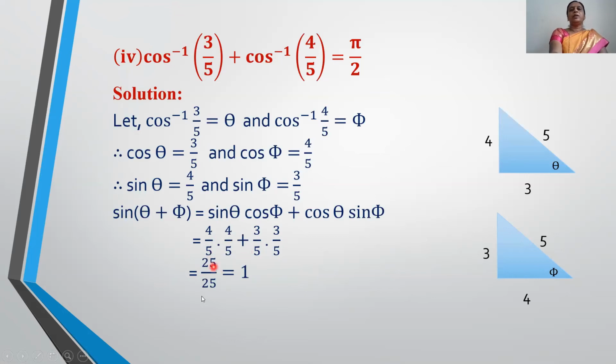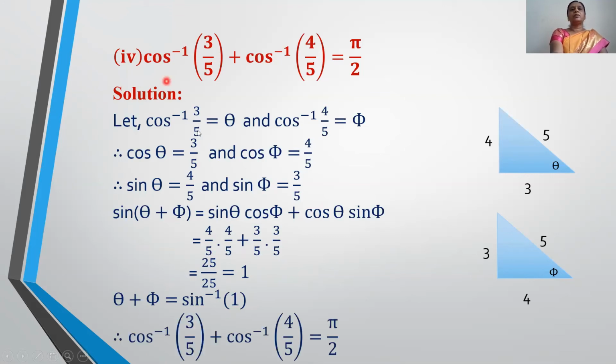Now we will simplify this. Here the denominator is 25, therefore the LCM is 25. This is 16 plus 9, which is 25. 25 divided by 25 is equal to 1. Now you take this sine to the right hand side. In the next step, we will get theta plus phi is equal to sin inverse 1. Now keep the value of theta as cos inverse 3 by 5 and the value of phi as cos inverse 4 by 5 in this equation, and we know that the value of sin pi by 2 is 1. Therefore for this sin inverse 1 you keep the value pi by 2. Okay, in this way it is very simple to prove the given equation.